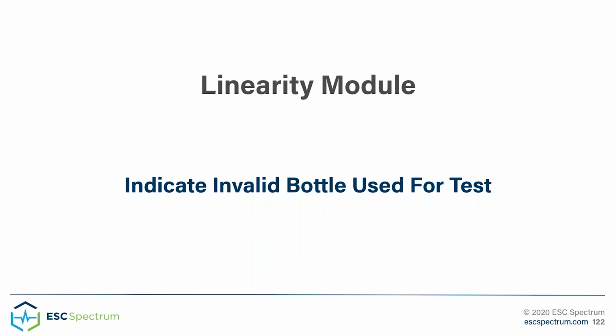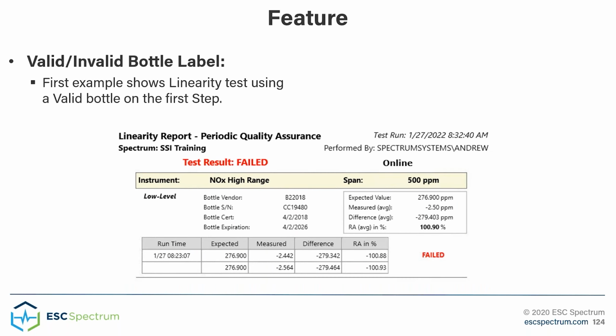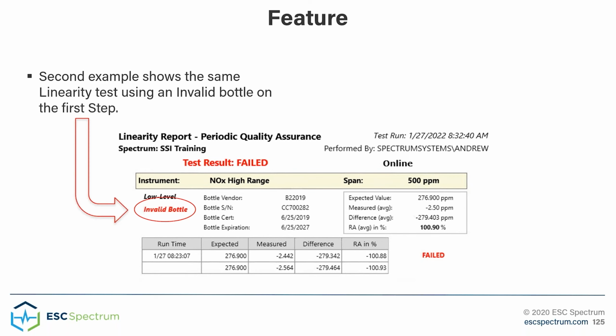Now, we added that ability to use basically the wrong bottle, and so we needed to make sure that that information propagated down to the relevant reports. And so that's what we did here. This is an example of the linearity report. And now this is an example of that linearity report where an invalid bottle was used. And so it adds that tag, that red invalid bottle, just to make sure that this report, it's like having a big asterisk on it.